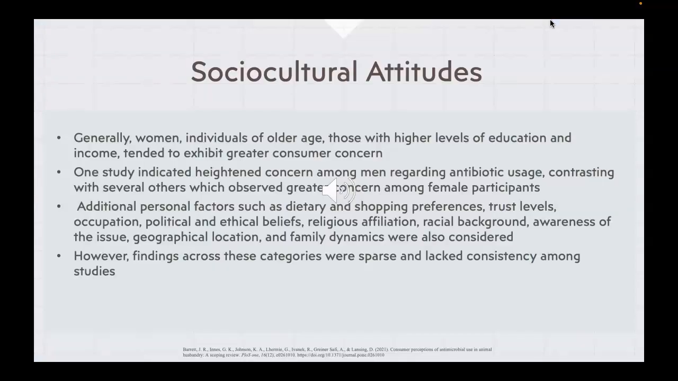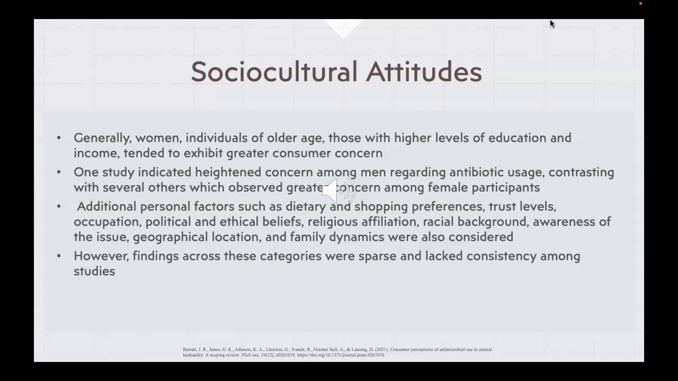Going on to sociocultural attitudes, it has been found that generally women, individuals of older age, and those with higher levels of education and income tended to exhibit greater consumer concern. One study indicated heightened concern among men regarding antibiotic usage, and this contrasted with several others which observed greater concern among female participants, so I found that interesting.